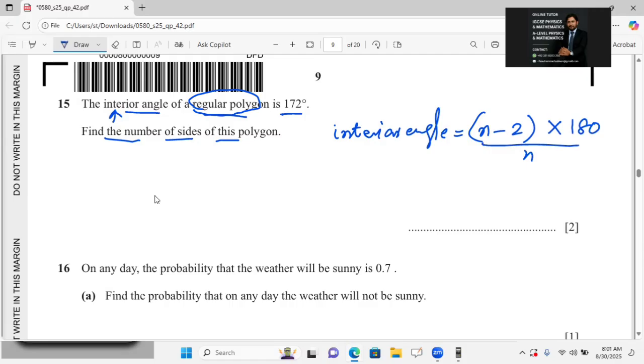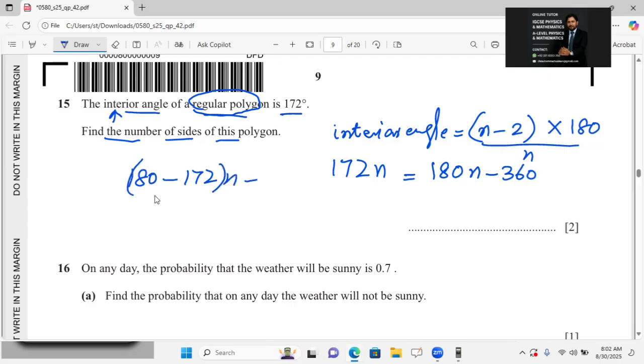So from here, if I arrange all of this, he told me that it is 172. So 172 times n is equal to (n minus 2) into 180, which is 180n minus 360. Take the 360 on this side and 172n on that side. So it will be (180 minus 172) into n is equal to 360. Then 180 minus 172 is 8, so 8n is equal to 360, which implies that n is equal to 360 over 8.